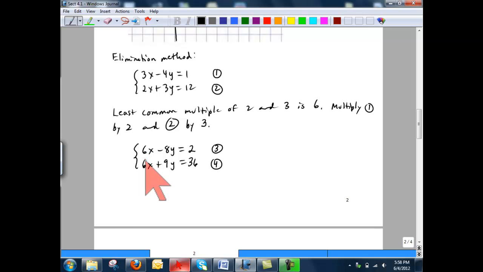Now, the x coefficients are alike, and so let's subtract equation 4 from equation 3. So I'm taking equation 3, subtracting off equation 4 term by term, and generating a new equation. The reason that's helpful is 6x minus 6x is 0x, or in other words, it's just gone. Minus 8y minus positive 9y is minus 17y. And 2 minus 36 is minus 34. This is an equation in one unknown, y. To solve for it, I would divide both sides by negative 17 and get y equals negative 34 divided by negative 17, which is positive 2.